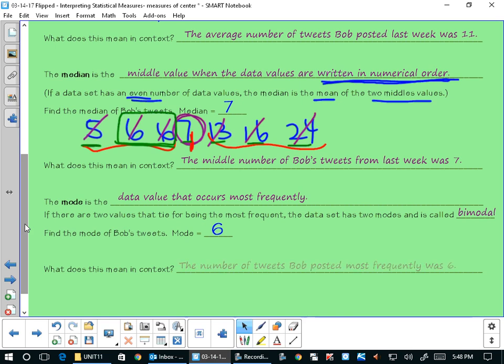Okay, and what does that mean in context? It's the number of tweets Bob posted most frequently. So the number of tweets Bob posted most frequently was 6 tweets. So this is just a general overview of what mean, median, and mode mean.